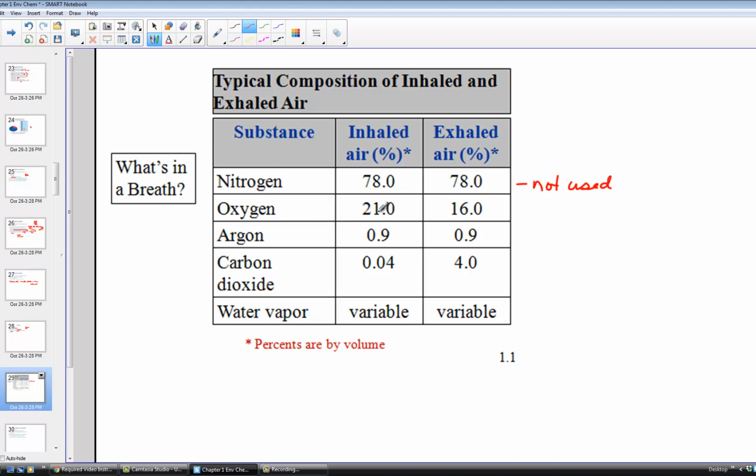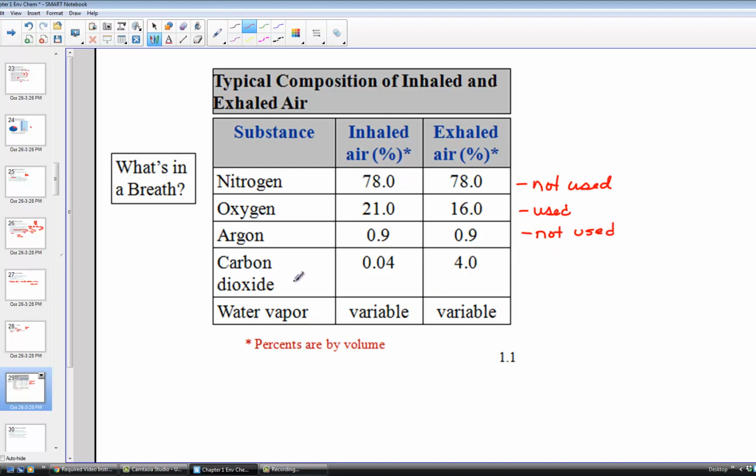Oxygen, we breathe in 21%, but we exhale 16%. This is used in metabolic processes of burning sugars to release fuel. Argon, 0.9%. Breathe it in, breathe it right back out. You can see the same quantity, so this is not undergoing any chemical change.